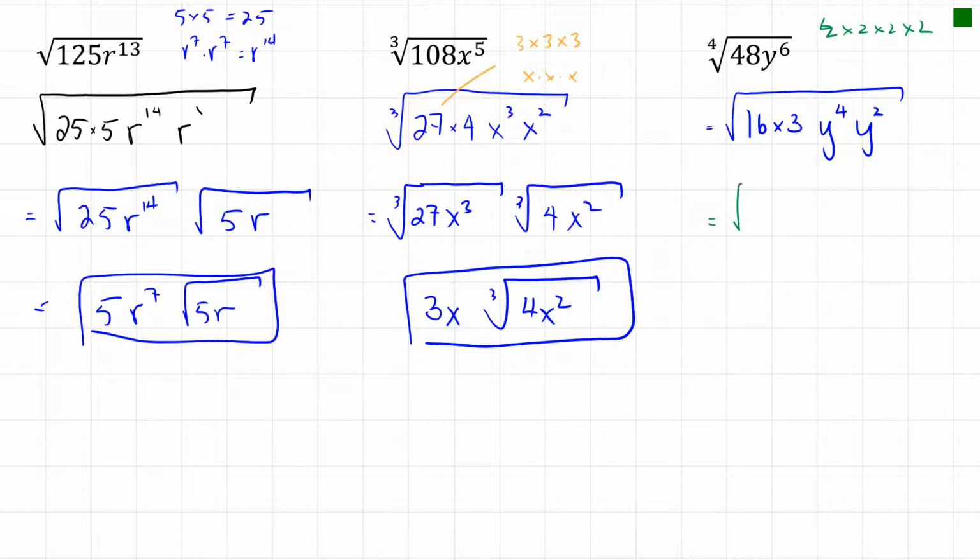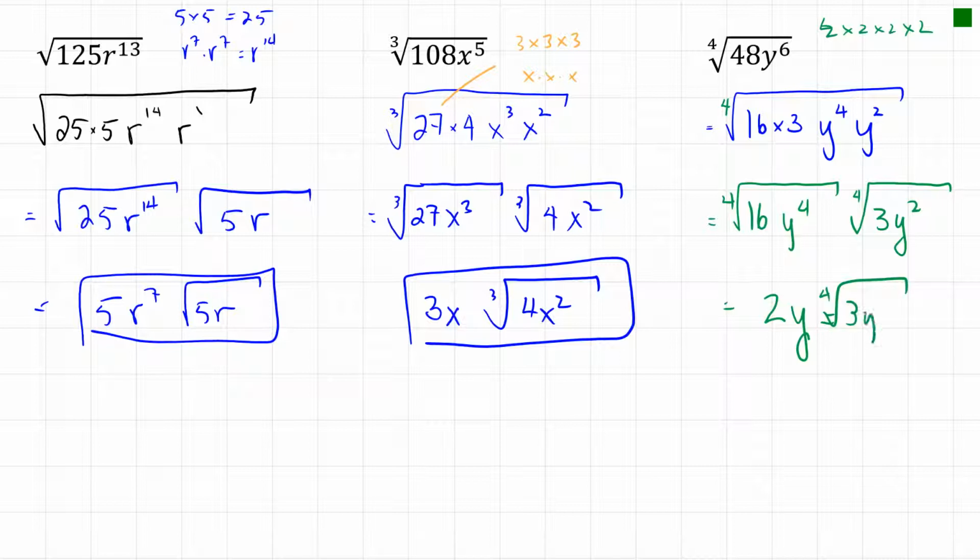Writing them as two separate radicals, I should have remembered the fourth root here, that's really important. The fourth root of 16, y to the 4th, the perfect fourth powers, and what's left is still under the radical. So the fourth root of 16 is 2. The fourth root of y to the 4th is y, and then the fourth root of 3y squared. Here's your final answer.